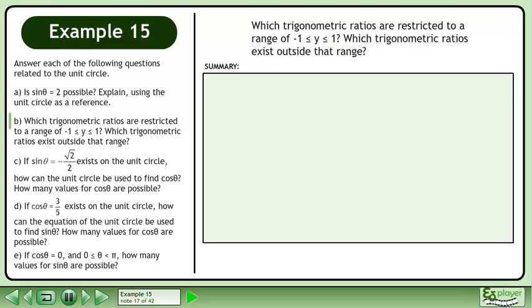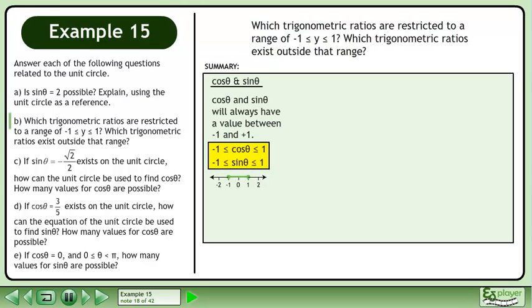Now we'll summarize our results. Cos theta and sine theta will always have a value between -1 and 1. No matter what angle is used, the sine and cosine values always stay between -1 and 1.